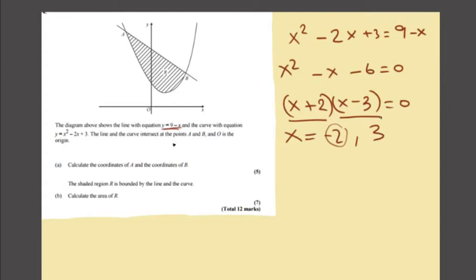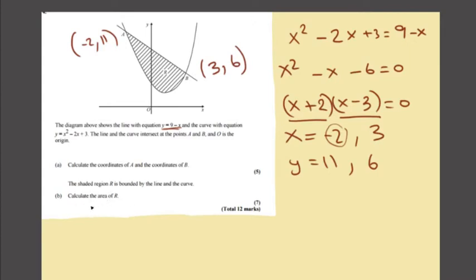So 9 minus -2 will give us 11, and then for 3, we do 9 minus 3, which will give me 6. Okay, so we know the coordinates of A will be -2, 11, and the coordinates of B will be 3, 6. Okay, so now that we've done part A, let's go on to part B.